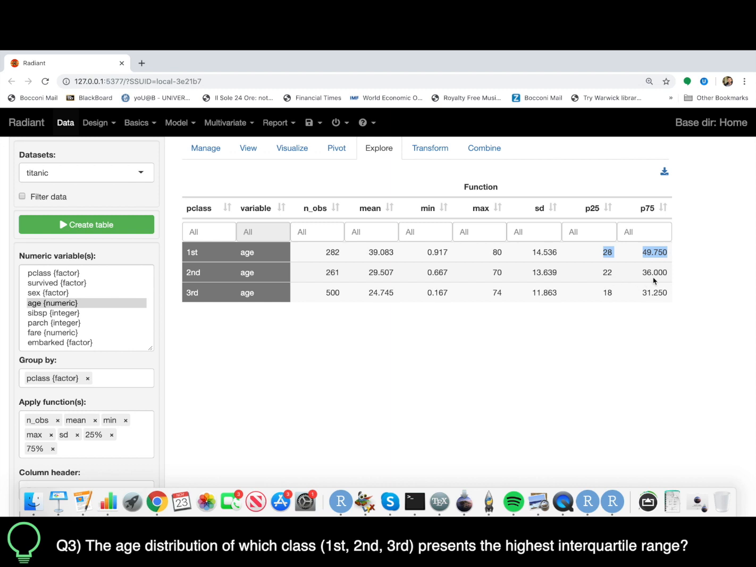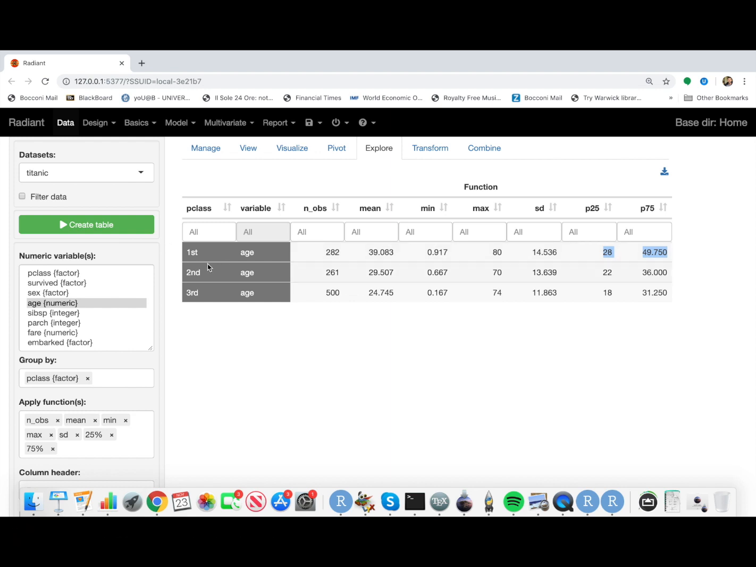36 minus 22, here we have around 14, and here we have around 13. So definitely the highest interquartile range is for the first class. This question is done. Report the survival rate of people who embarked from Childbirth. Not sure how this is pronounced.